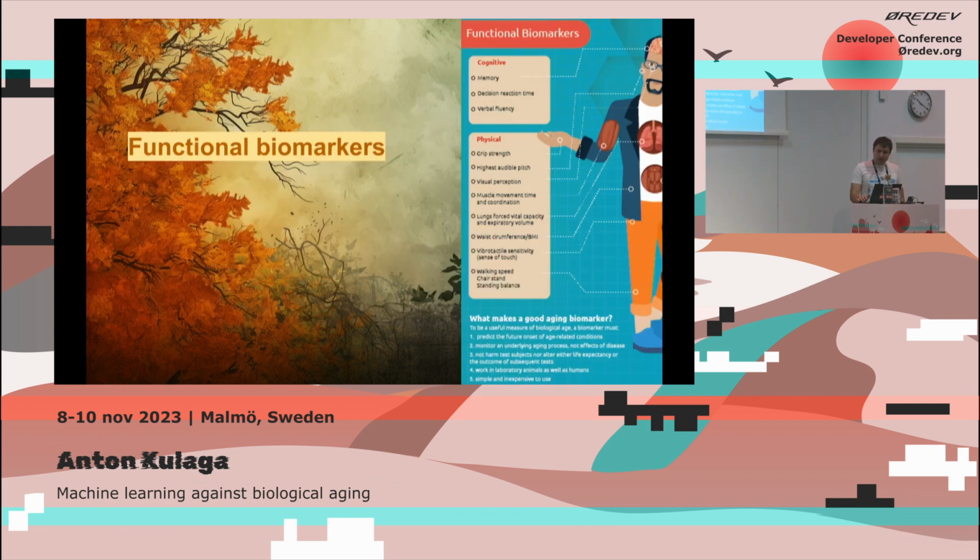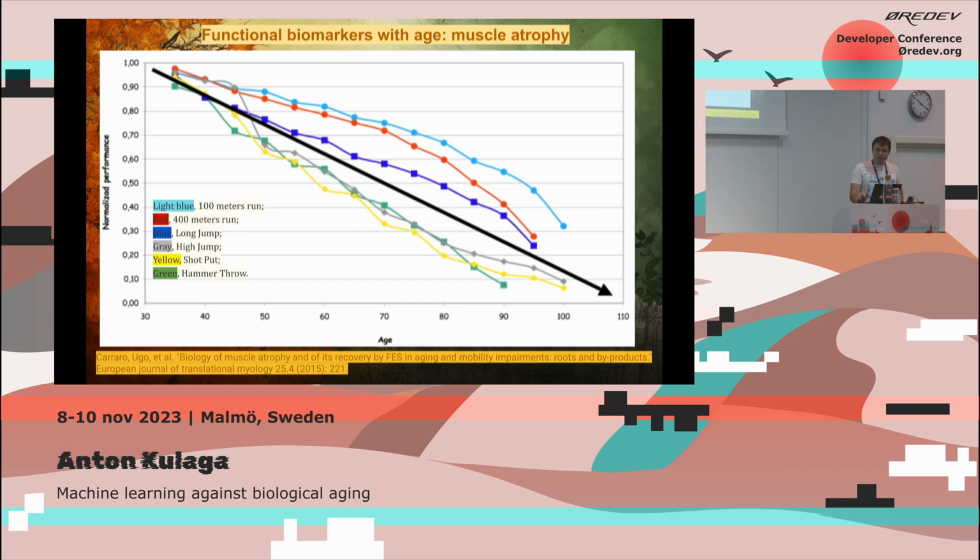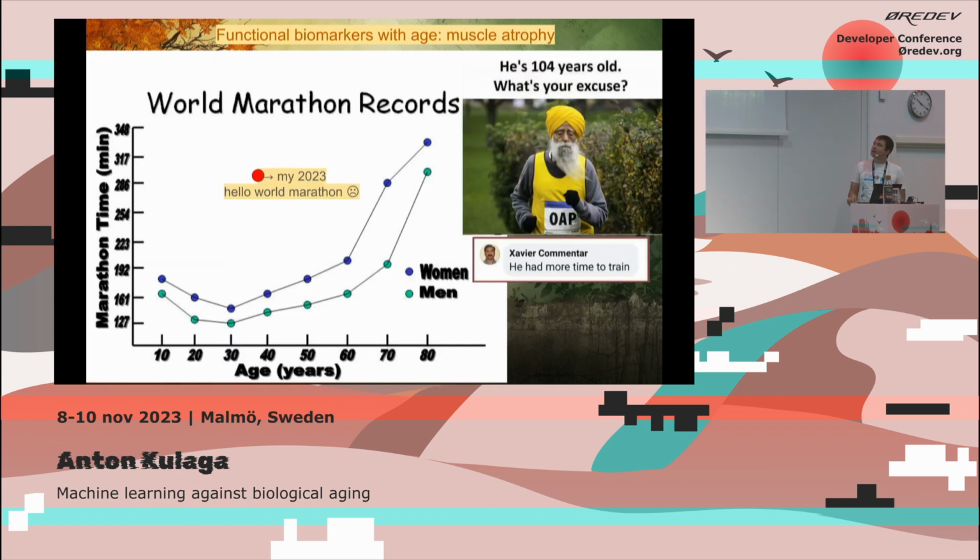And going quickly through it, for functional, here are for example the sports records, how they change with age, so you see clear deterioration. Here, for example, what is close to me is marathon running, so you can see that it gets very slow around 80, and I recently did my Hello World Marathon, so I feel a little bit bad, so you see red, I am pretty bad in this, but at least I am better than 80 years old people and their world records, even though they had time to train.